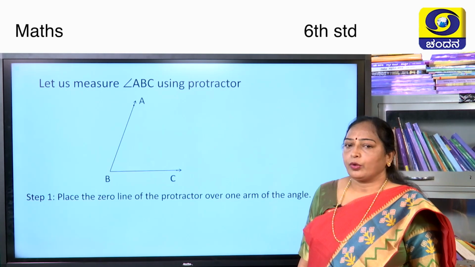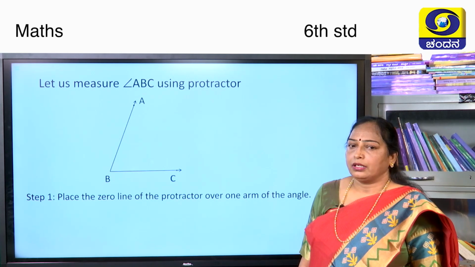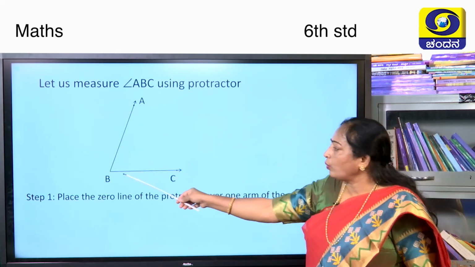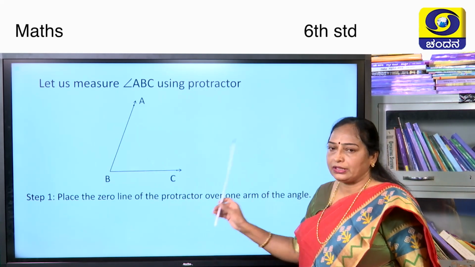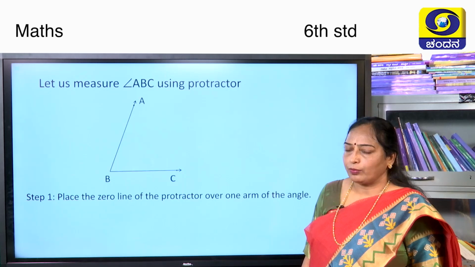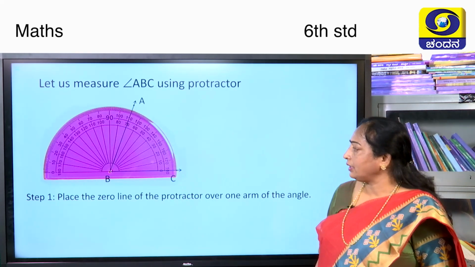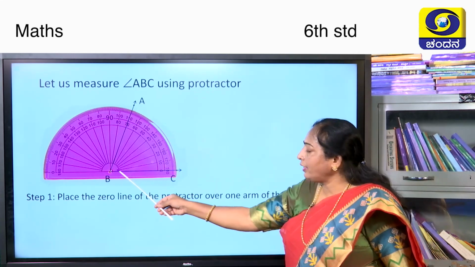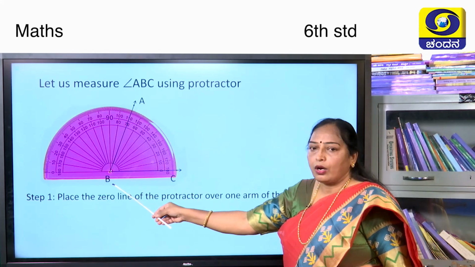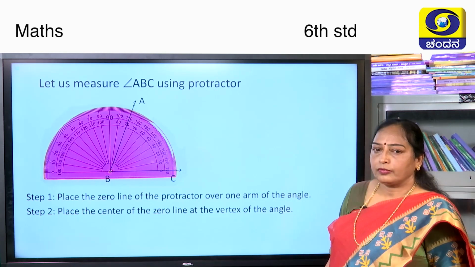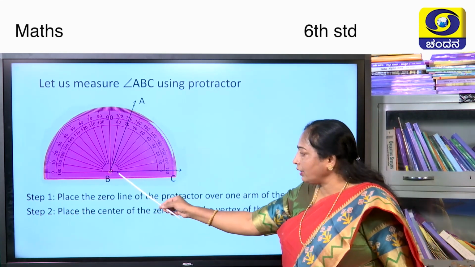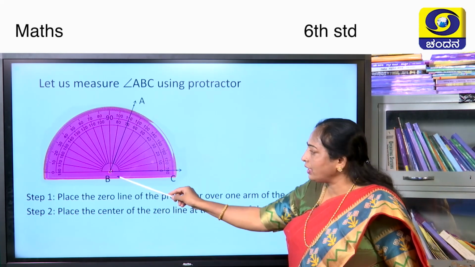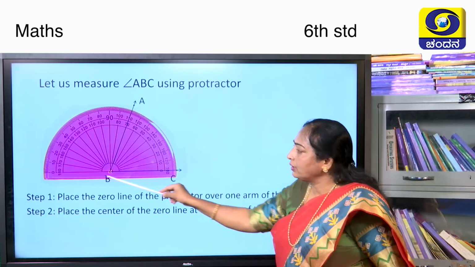Place a protractor and place the zero line of the protractor over one arm, that is BC. Now I am taking one protractor and placing it on BC. The zero line coincides with arm BC. And place the center of the zero line at the vertex of the angle. B coincides with the center of this zero line.